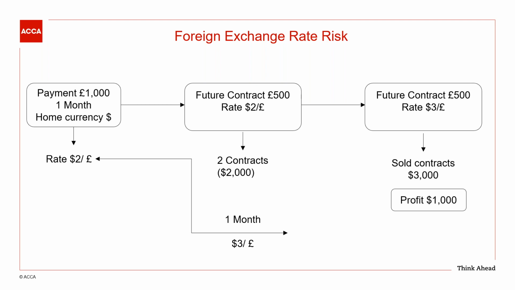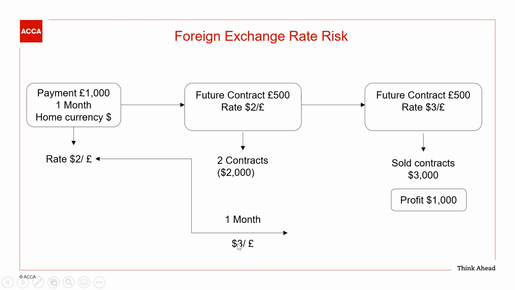So keep them aside. Now, since the 1 month has gone, it's time to make this payment of 1,000 pounds sterling to the supplier. Now we have to go to the open market, 1 month later, and buy these 1,000 pounds sterling. How much will these 1,000 pounds sterling cost us in 1 month's time? What is going to be the exchange rate in the open market after 1 month?